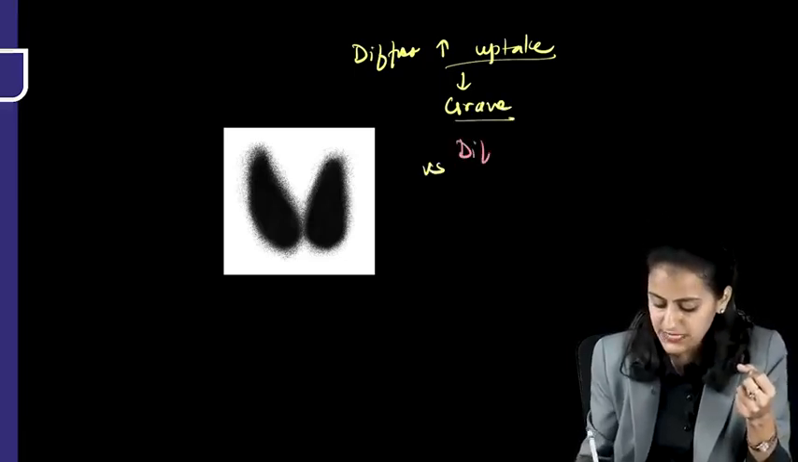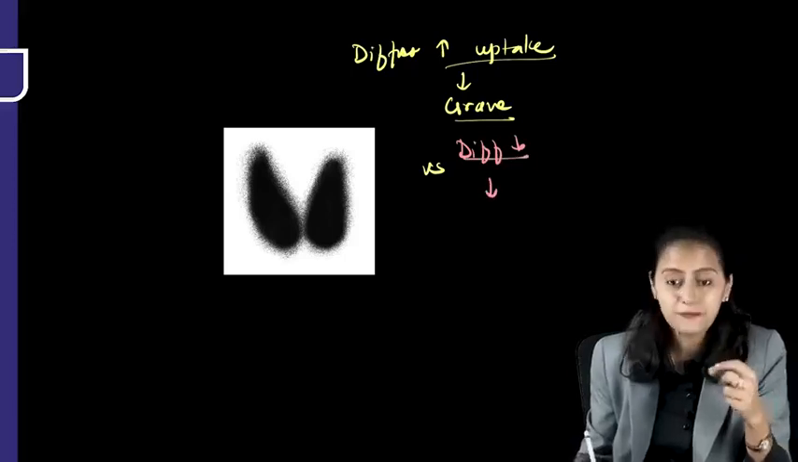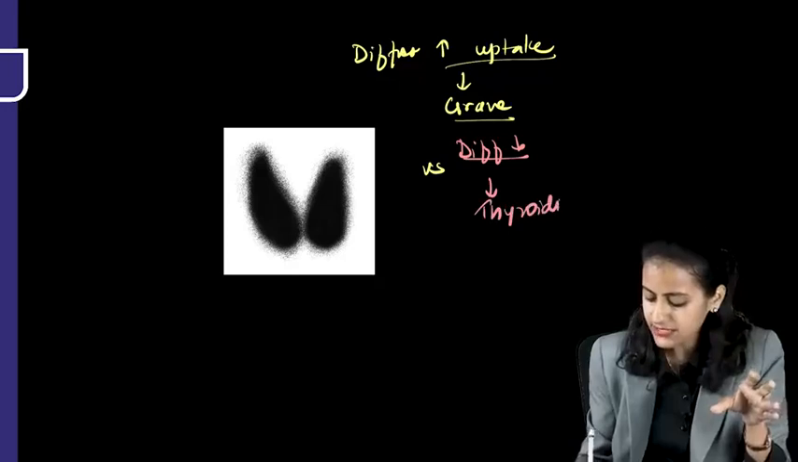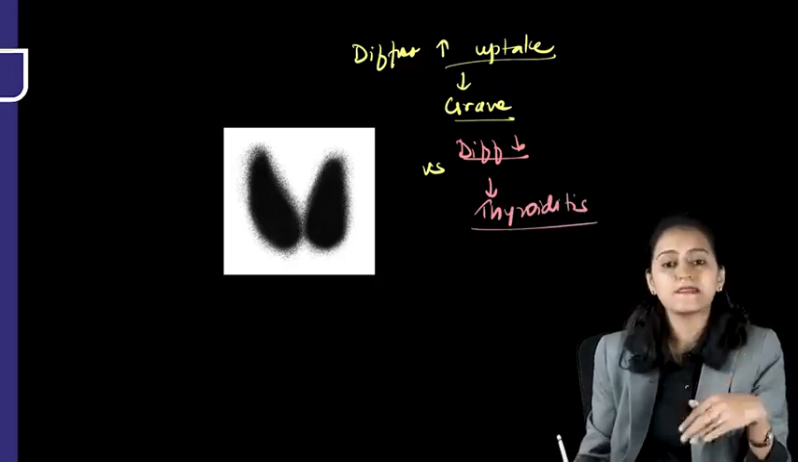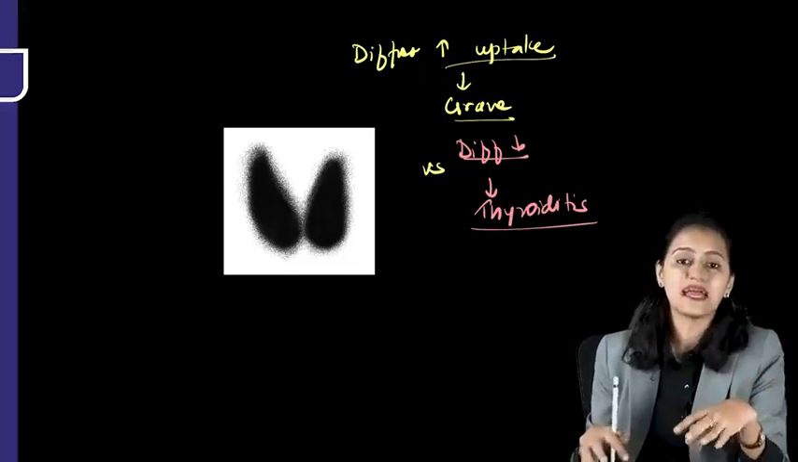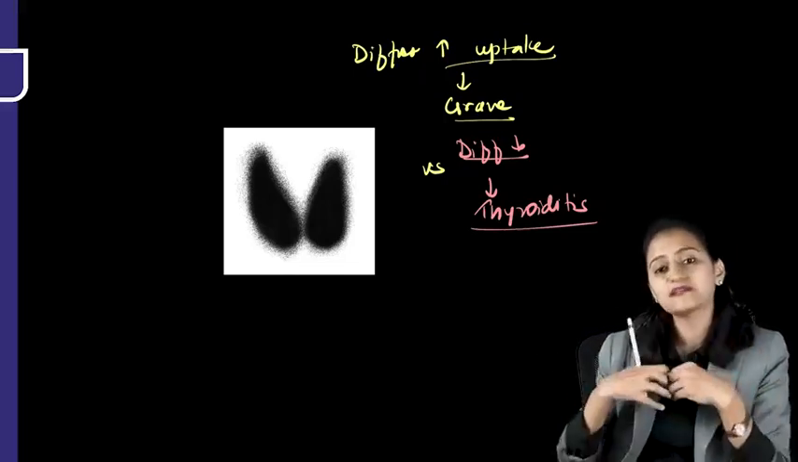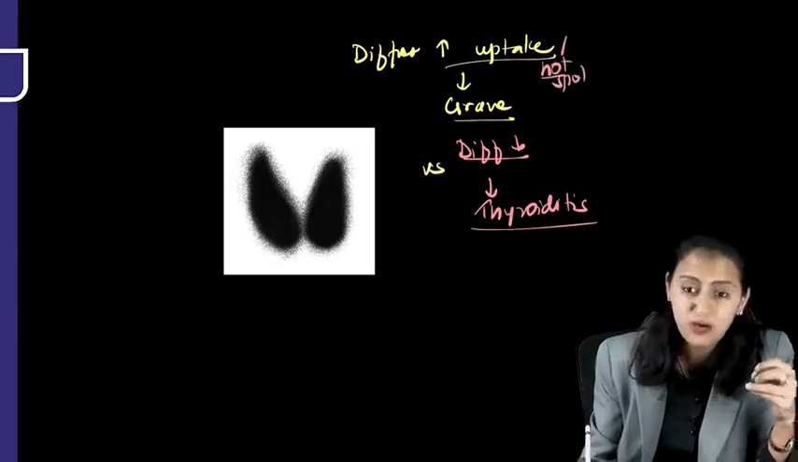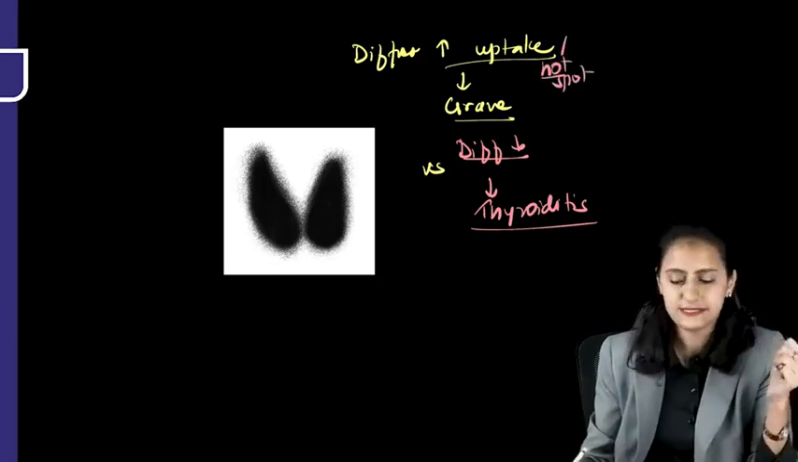Versus, where do we see the diffuse decrease uptake? When the thyroid is burnt out, like in thyroiditis. Okay, in thyroiditis. So, Graves' disease, thyroiditis. So, in the nuclear scan, when you have increased uptake, it is called hotspot. So, diffuse increased uptake or diffuse hotspot, that is Graves' disease.